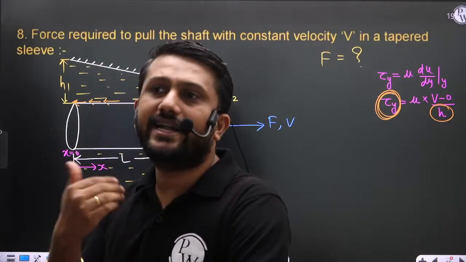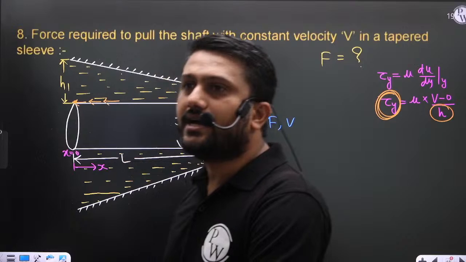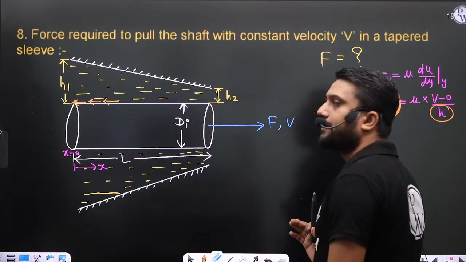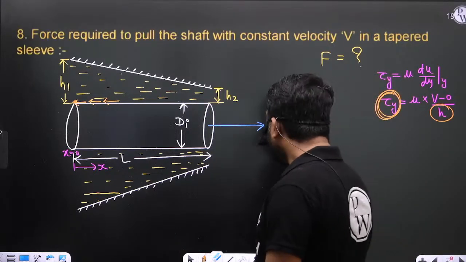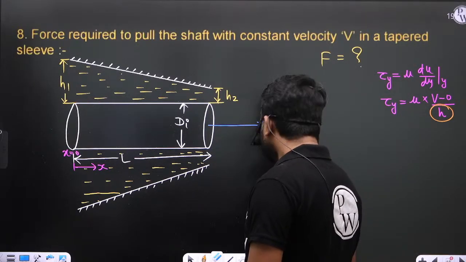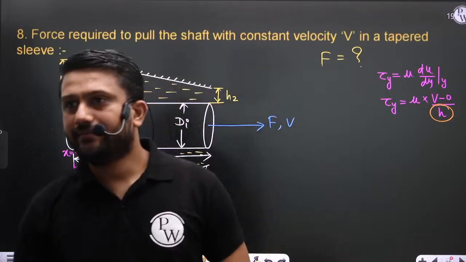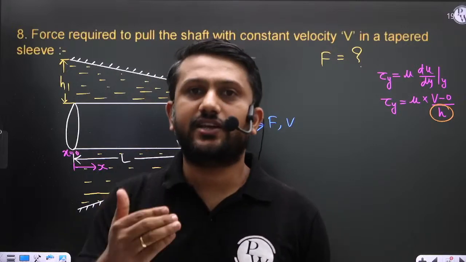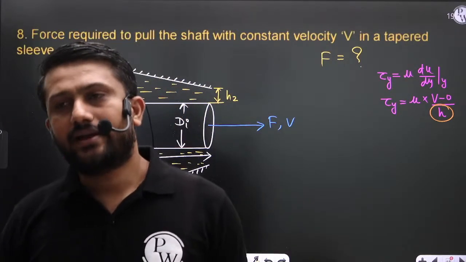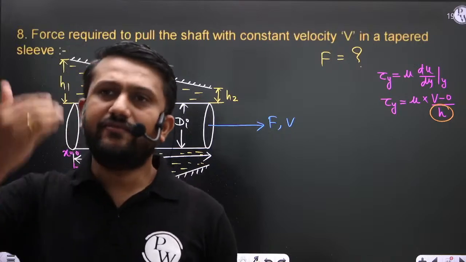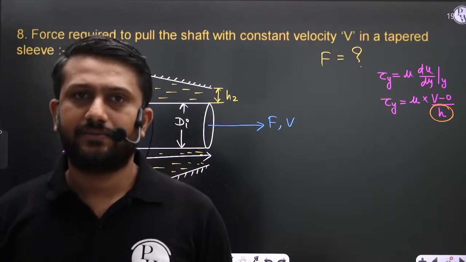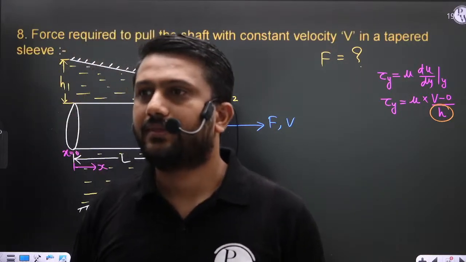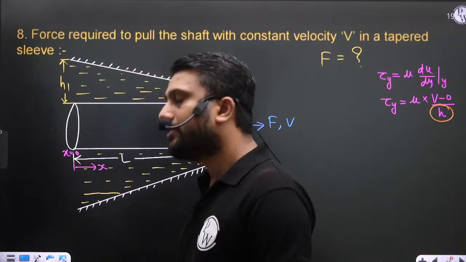You use the integration concept, the same integration concept we use here, right? First we find the shear stress, or I can say the shear force, for a small element. Then we perform an integration, and we can calculate the total shear force, and that shear force is equal to that F only. Are you getting my point?